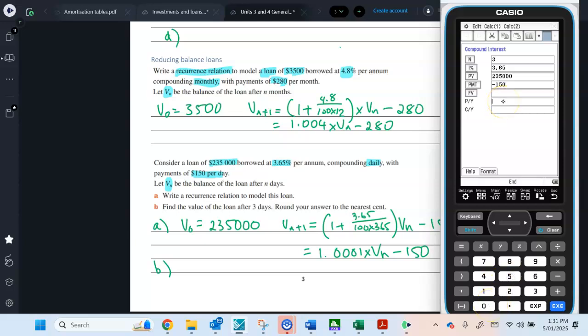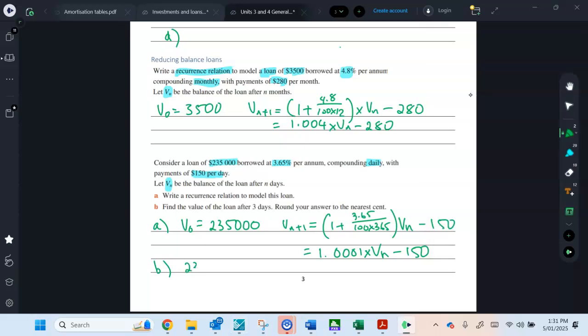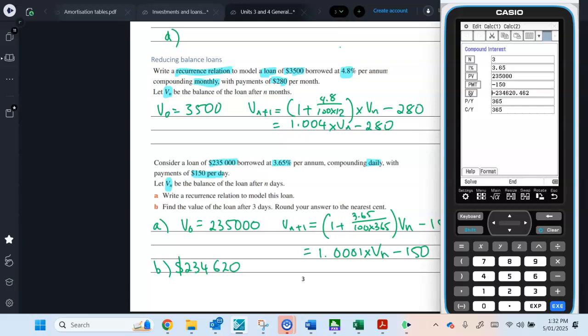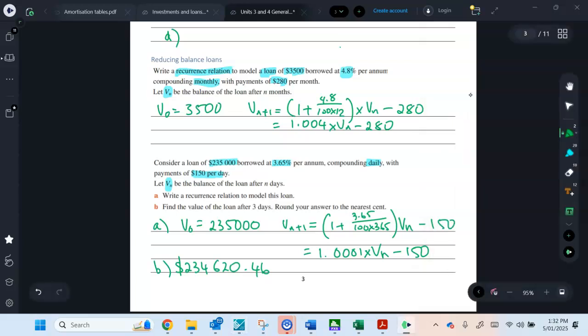Future value is what we're going to be calculating, and it is daily, so we need to do 365 here and 365. All right, so our future value, we don't worry about that negative, because we only want the positive value. So 234,620.46. Make sure you always do 2 decimal places, nearest cent.